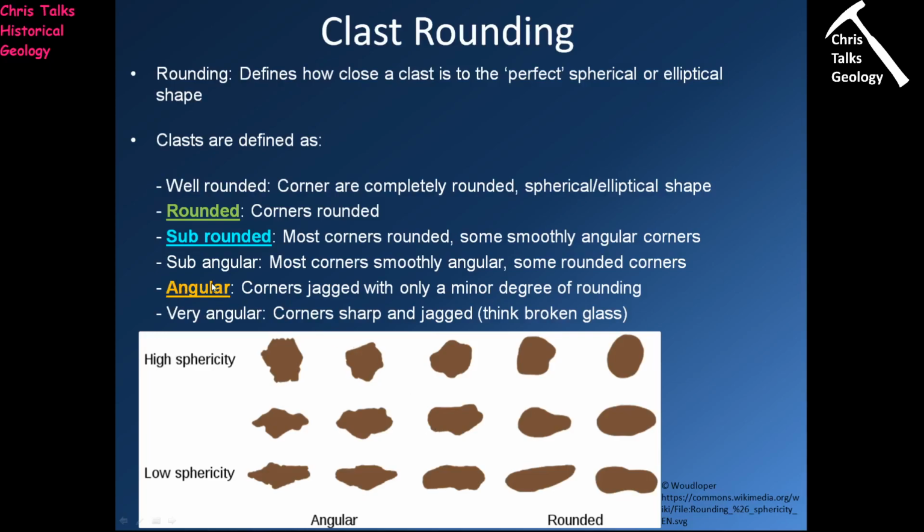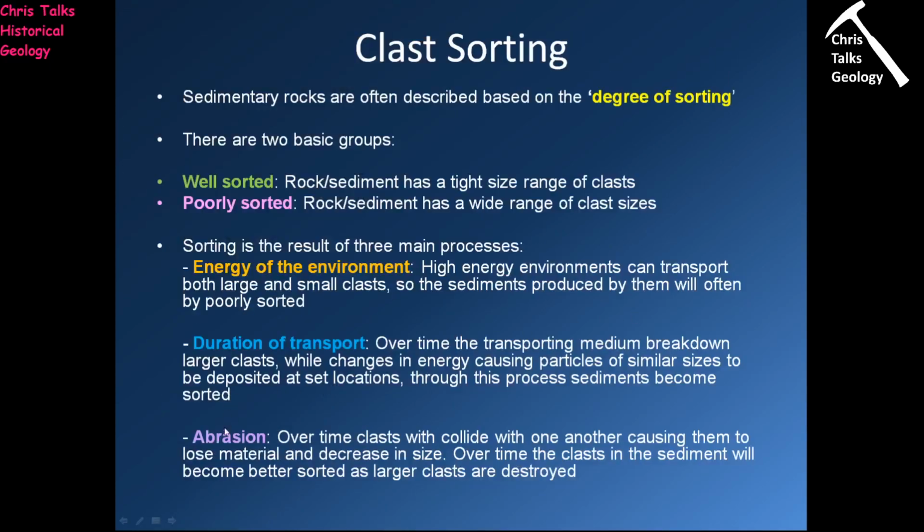And then finally we have angular clasts. These are clasts where you have pretty much nothing but sharp corners. Now we also have a couple of other types of clast rounding, but we're not really going to worry about those too much. So the degree of rounding is once again a reflection of the length of time a sediment's been transported for, because it's going back to abrasion.